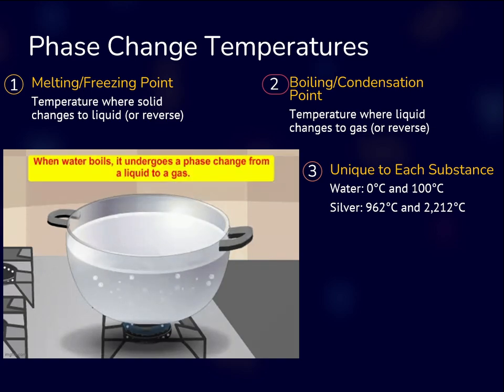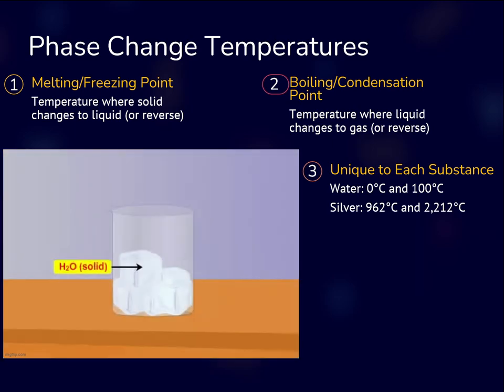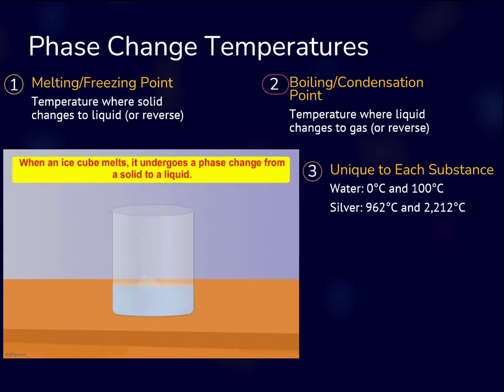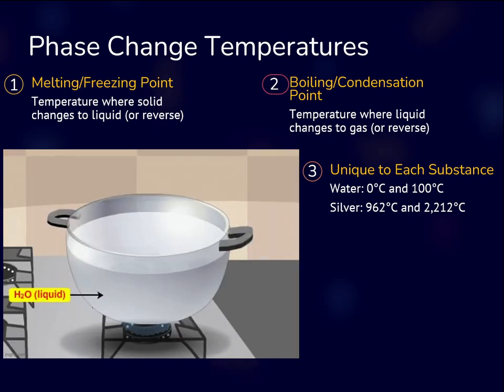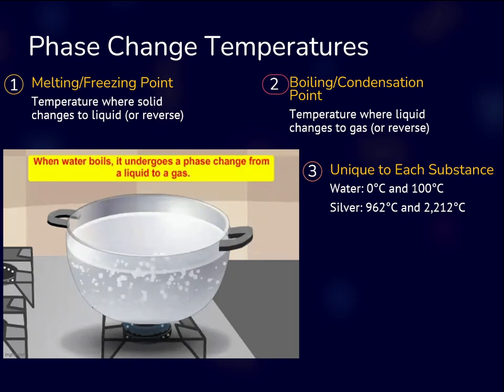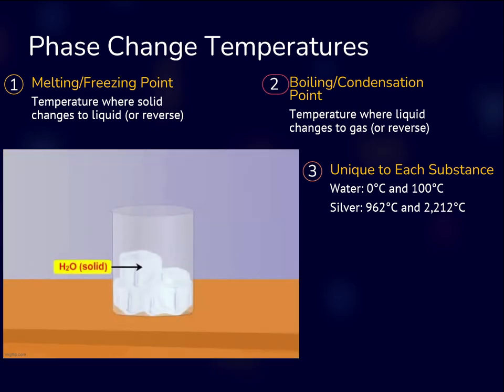Phase change temperatures are fingerprints. They act as fingerprints for the substance's identity and its surroundings. At sea level, water melts at 0 degrees Celsius and boils at 100 degrees Celsius. Silver, which is bound by far stronger metallic bonds, doesn't melt until about 962 degrees Celsius and boils near 2212 degrees Celsius.